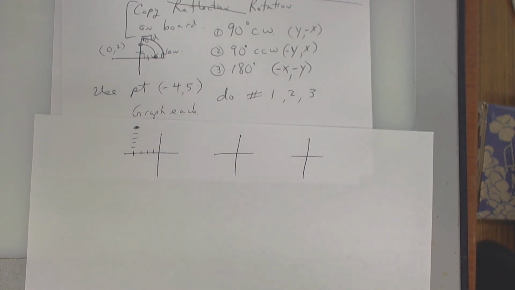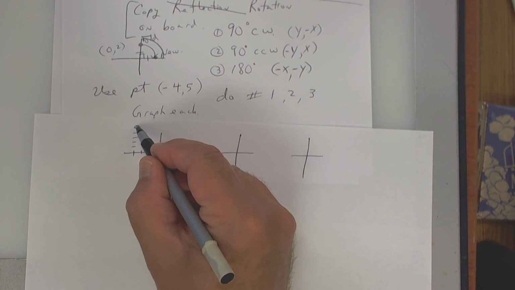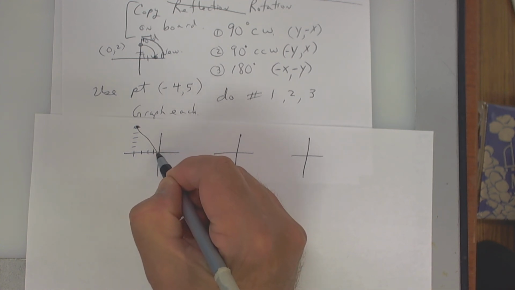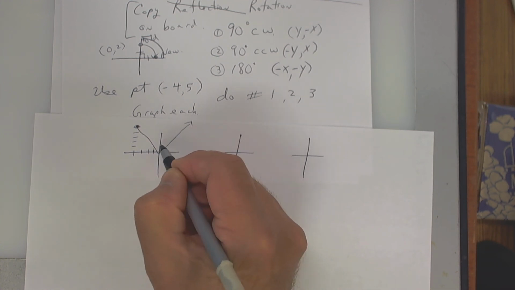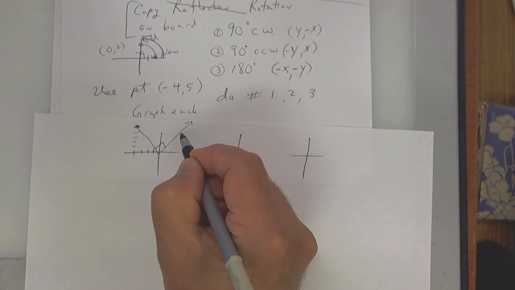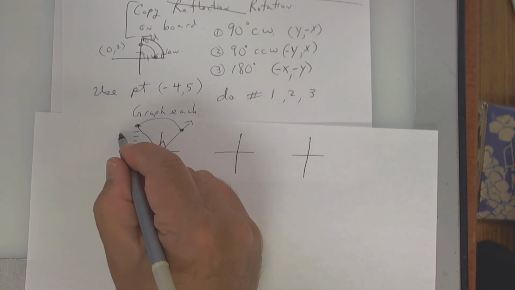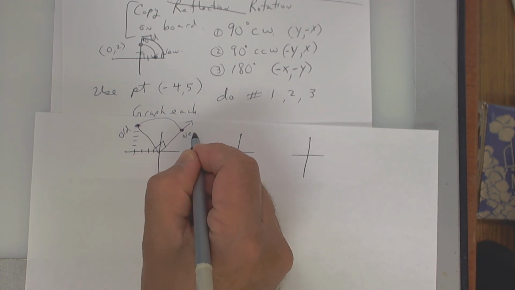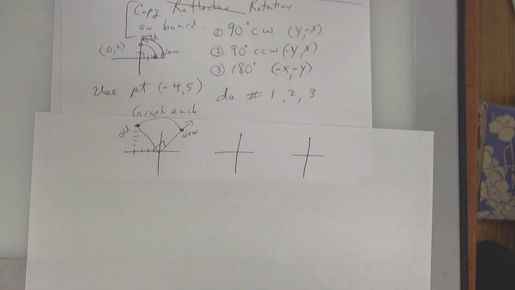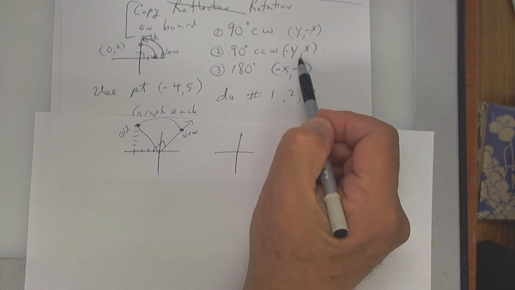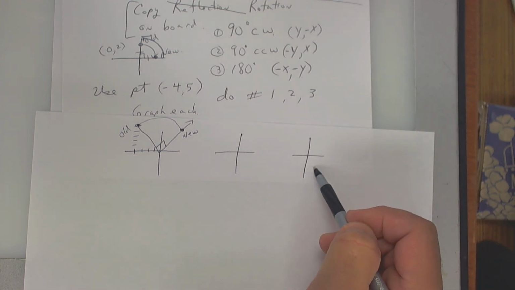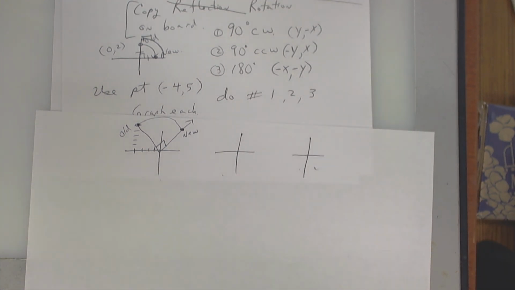Okay, that's the point. And then I want you to go 90 degrees. Let's see what 90 degrees would look like. So that's 90 degrees, so it's got to be somewhere over here. So this is going to be the old point and the new point. But I want you to use the formulas. Then I want you to go counterclockwise, and then I want you to go 180. Okay, that's what I want you to do right now.